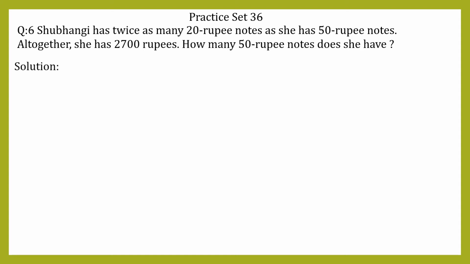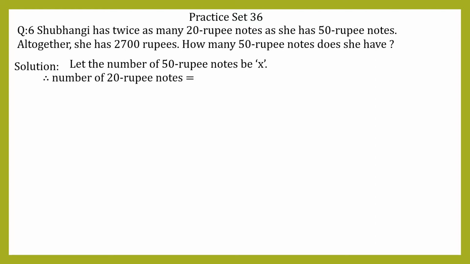Let's start. We can assume the number of 50 rupee notes as x. So we can write, let the number of 50 rupee notes be x, and the number of 20 rupee notes, how many will it be? Its number is twice the number of 50 rupee notes. Twice means 2 times. That is, x are the number of 50 rupee notes, twice means 2x. So the number of 20 rupee notes is 2x.